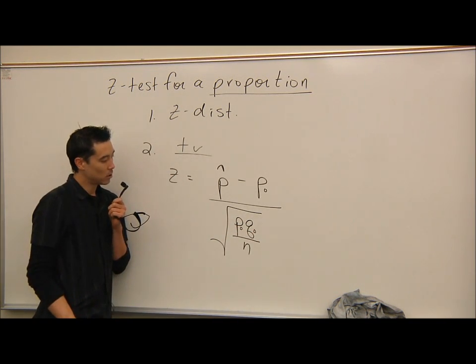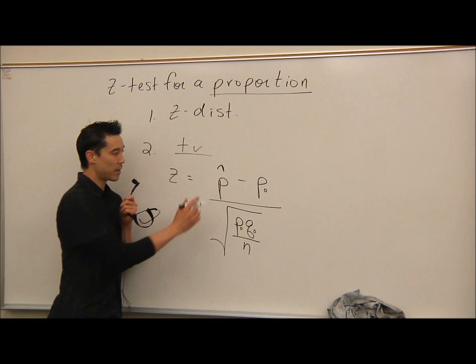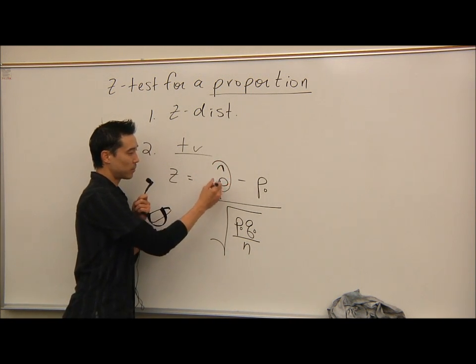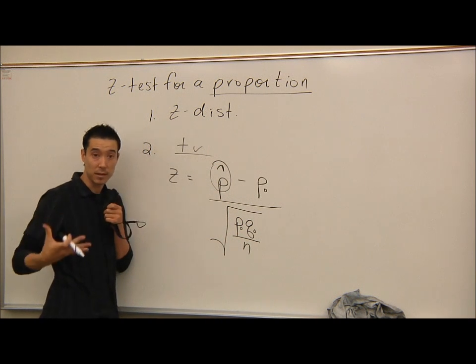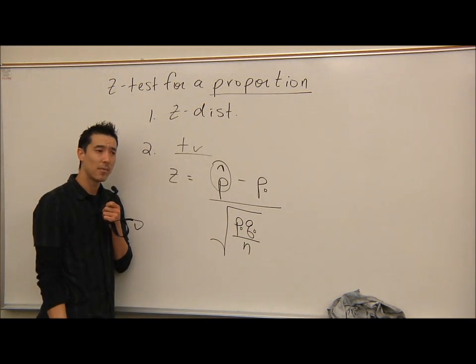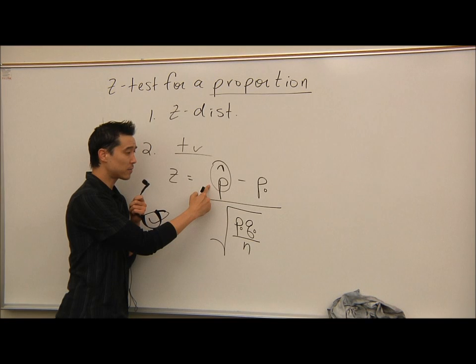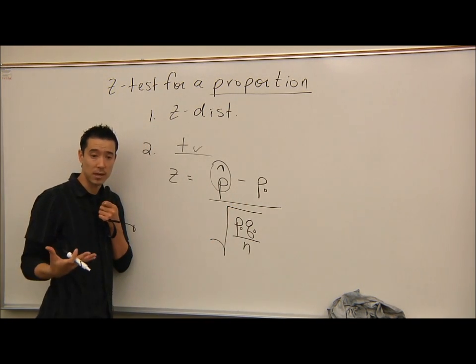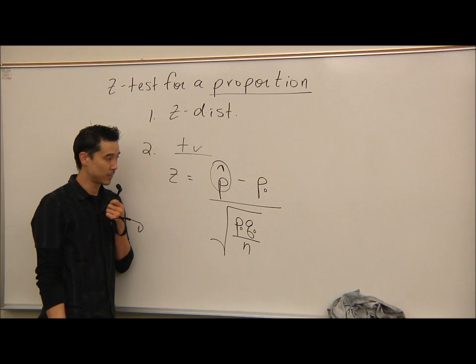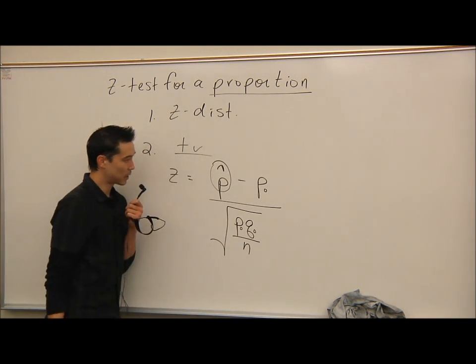So I want it to be clear in your notes that this guy comes from the sample, and all of these guys come from the hypothesized value. So make that clear in your notes. This guy p hat comes from the sample. This p and this q all come from the hypothesized proportion value. And of course, n is sample size.